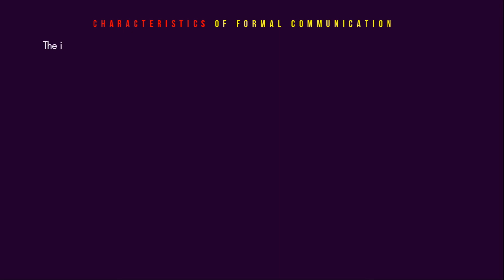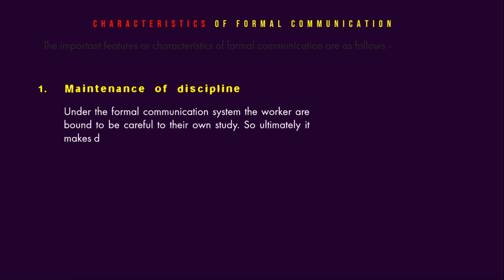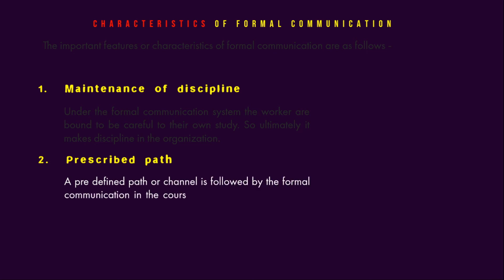Characteristics of formal communication. The important features or characteristics of formal communication are as follows. Maintenance of discipline: under the formal communication system, the workers are bound to be careful in their own work, so ultimately it makes discipline in the organization. Prescribed path: a predefined path or channel is followed by formal communication in the course of its movement from one individual to another.